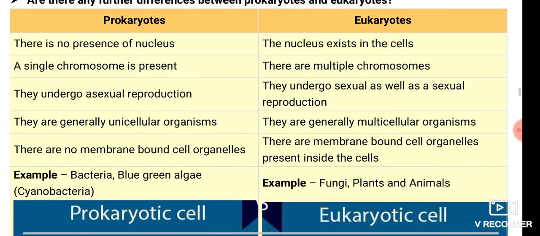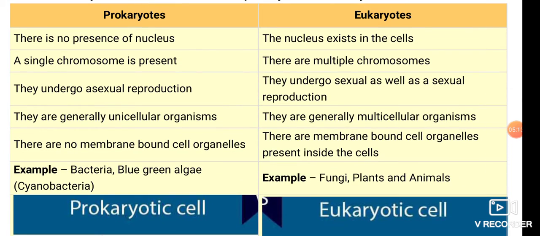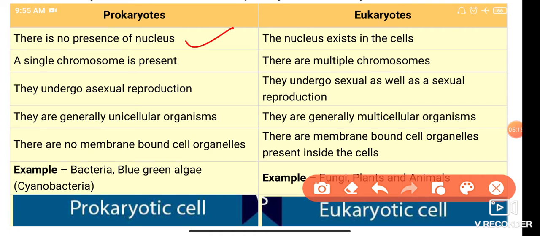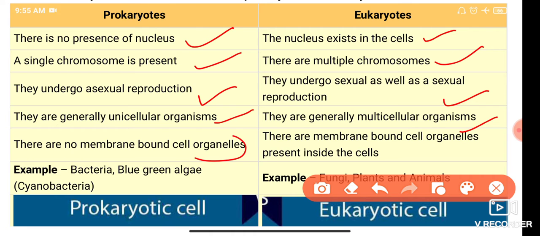The difference between prokaryotes and eukaryotes: first, in prokaryotes there is no nucleus, but in eukaryotes a nucleus is present. They contain a single chromosome, but eukaryotes contain multiple chromosomes. They undergo asexual reproduction, while eukaryotes undergo both sexual and asexual reproduction. They are generally unicellular, while eukaryotes are multicellular and unicellular as well, but generally multicellular. Prokaryotes have no membrane-bound organelles, such as no mitochondria, while eukaryotes have membrane-bound organelles present.